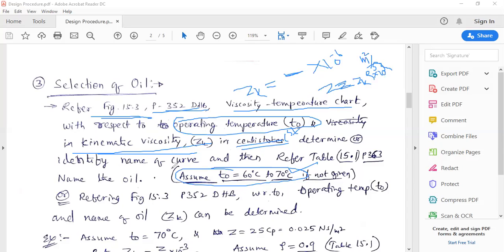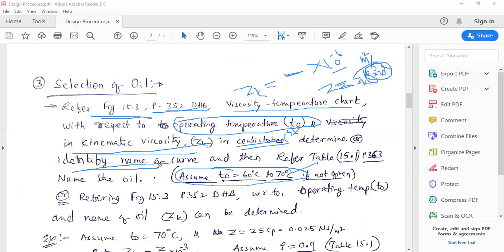Name of the oil is known, and with respect to that, you get the value of Zk in centi-stokes. After that, multiply by 10 raised to minus 6, and then multiply by the mass density, or specific gravity multiplied by 10 raised to 3. So that is the first case. Here you have to name the curve if it is unknown. Suppose the operating temperature is known and the name of the oil is also known, Zk can be determined. So there are two possible cases here.